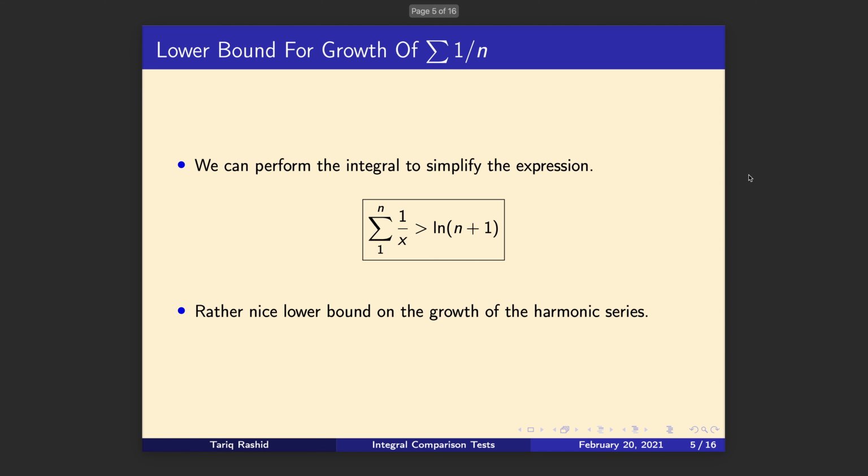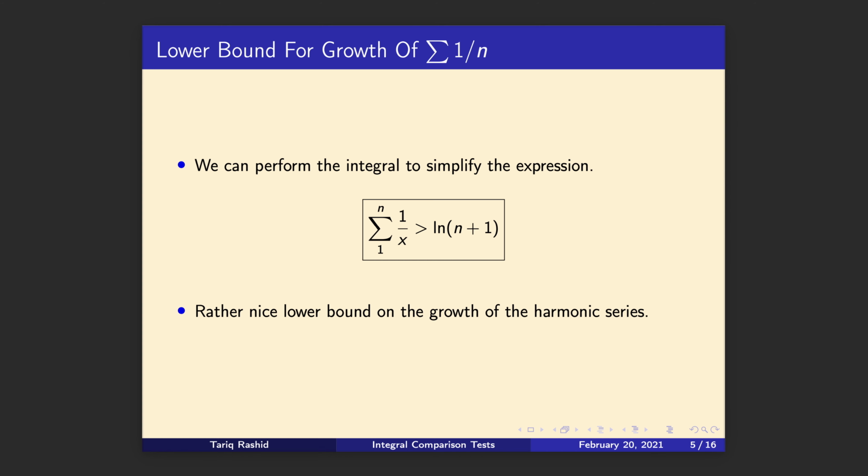And when we do that, we can say that the harmonic series summed from 1 to n is always more than the log of n plus 1. And that was a very easy, quick result, and it gives us a lower bound on the growth of the harmonic series, and that can be useful.